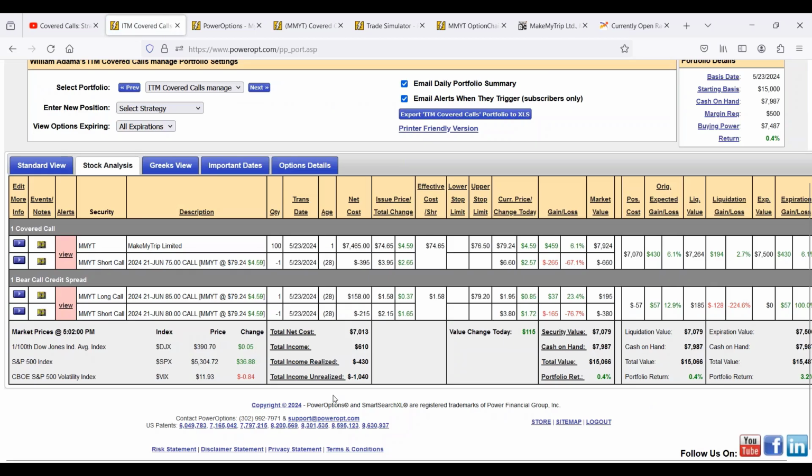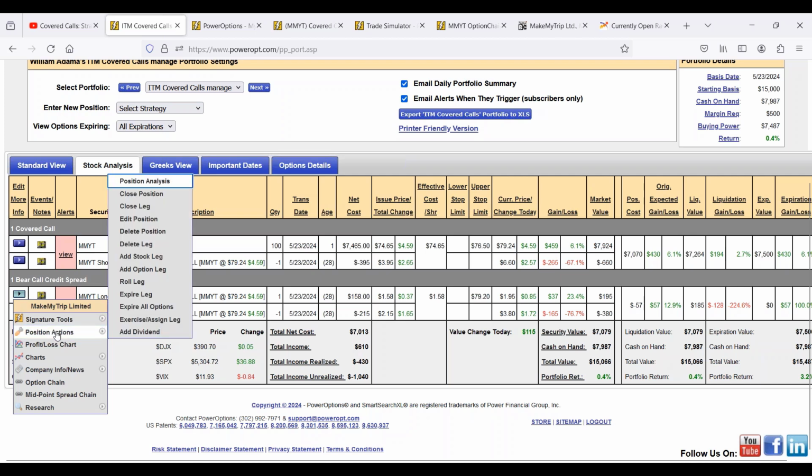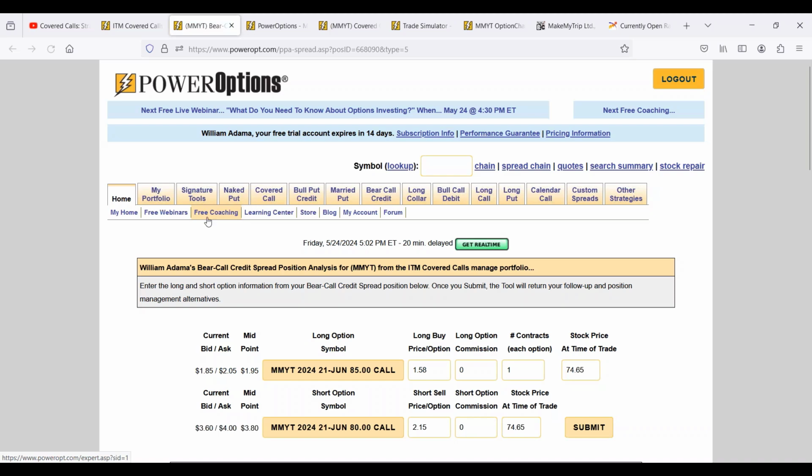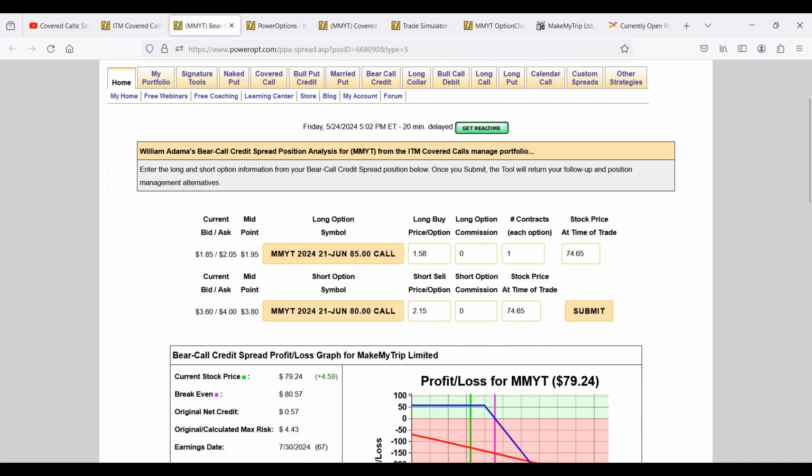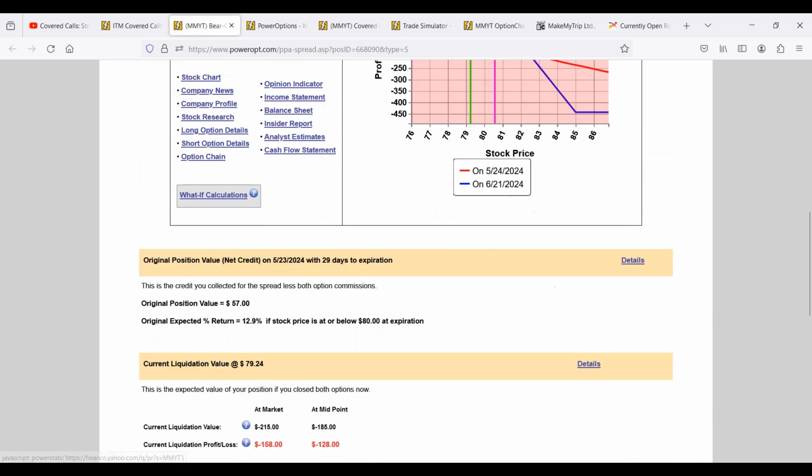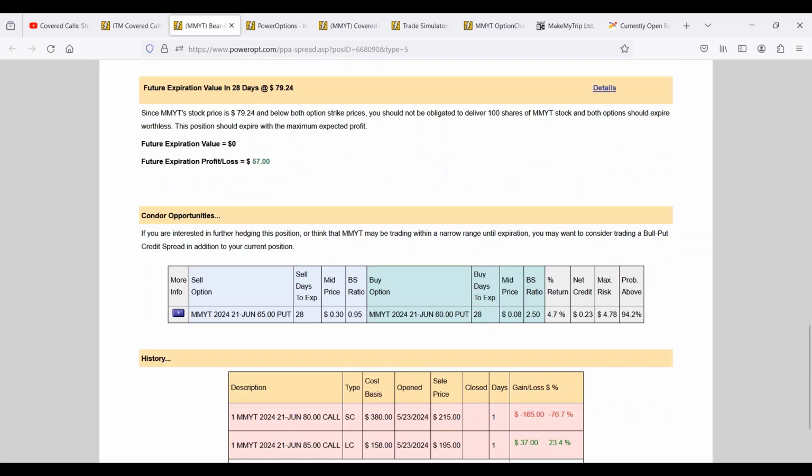And as with our covered call example that we just saw, now my bear call credit spread has triggered an alert. We know which one it is. The stock's above 79.20. That was my upper stop limit. So I'm going to use that more information button, go to position actions, and then position analysis. I might not see any rollout opportunities on this one because it's still 28 days remaining, but we might see something down here. Here we go.